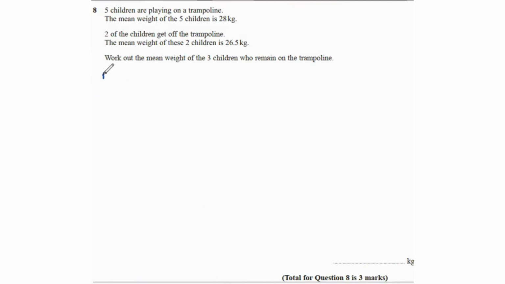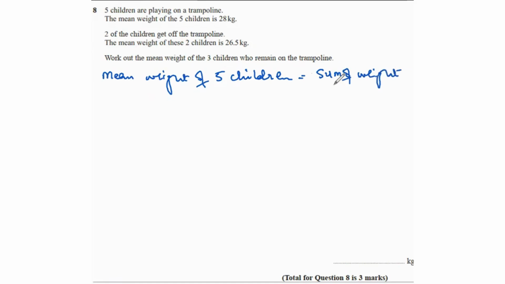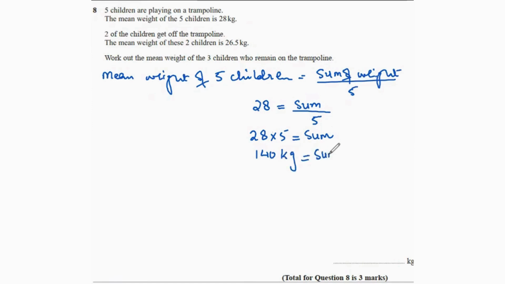So for the mean weight of 5 children, it's sum of weight divided by the total number of children, which is 5. So 28 equals sum divided by 5. So 28 times 5 is going to be the sum. And that's going to give us 140 kg. That is the sum of weight for the 5 children.